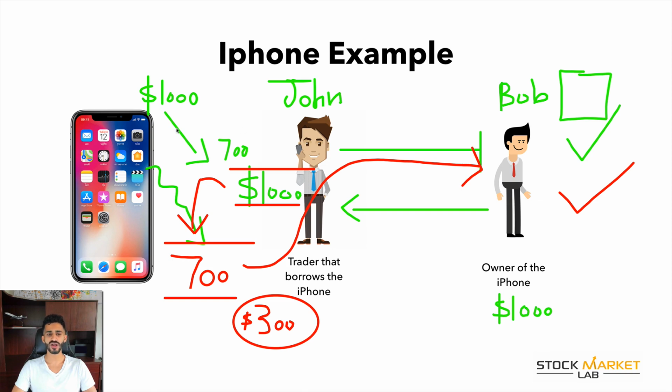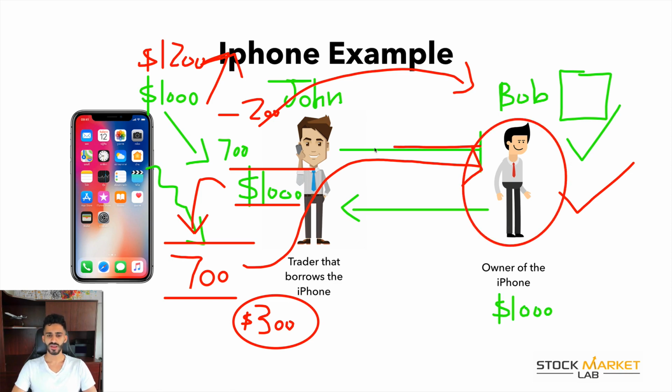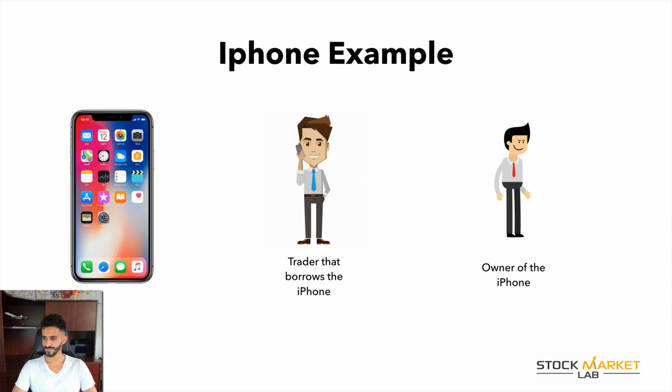Now, obviously, if the value of the iPhone did not go down, if it went up, John would have to pay more money, right? Let's say the value of the iPhone went from $1,000 to $1,200. At this point, John would have to dish out an additional $200 to buy the iPhone and return it to Bob. So basically the idea of shorting is you're borrowing the shares, right? You're selling them to the open market immediately, and you're going off the idea that the value is going to go down, and you make a profit if or when the value actually goes down, right?